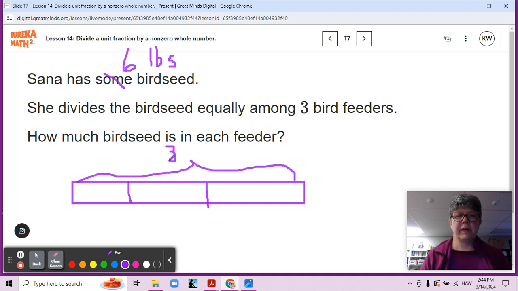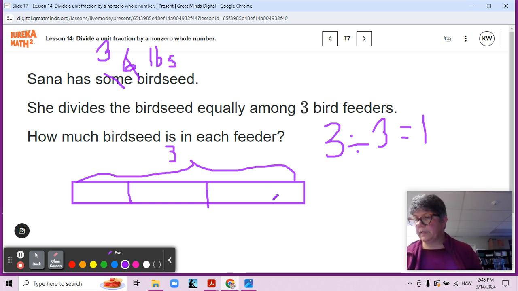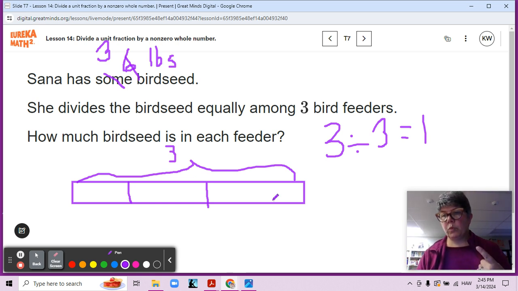Can we divide 3 pounds among 3 bird feeders? Well, sure. That would be 3 divided by 3 equals 1. And you can count them up right there, right? 1, 1, and 1. So how many pounds of birdseed would be in each bird feeder? 1 pound. And the tape diagram just changed by this being a 3, right? And now we have 3 divided by 3.